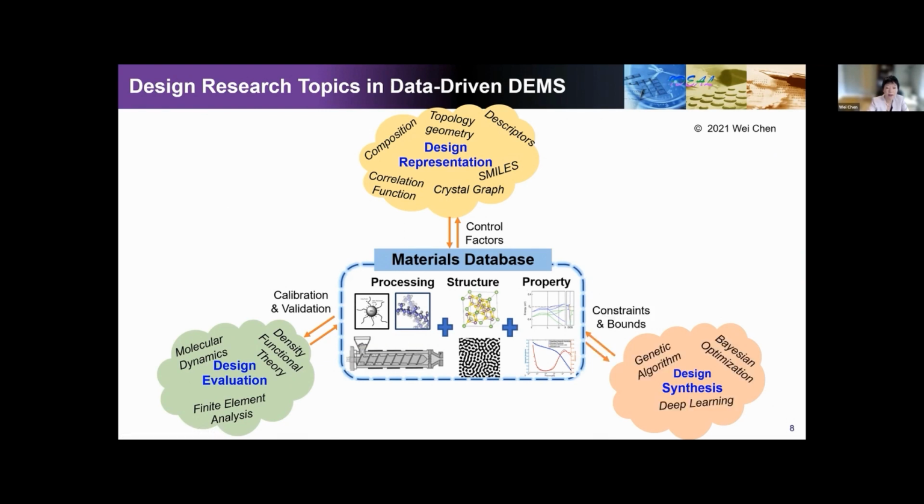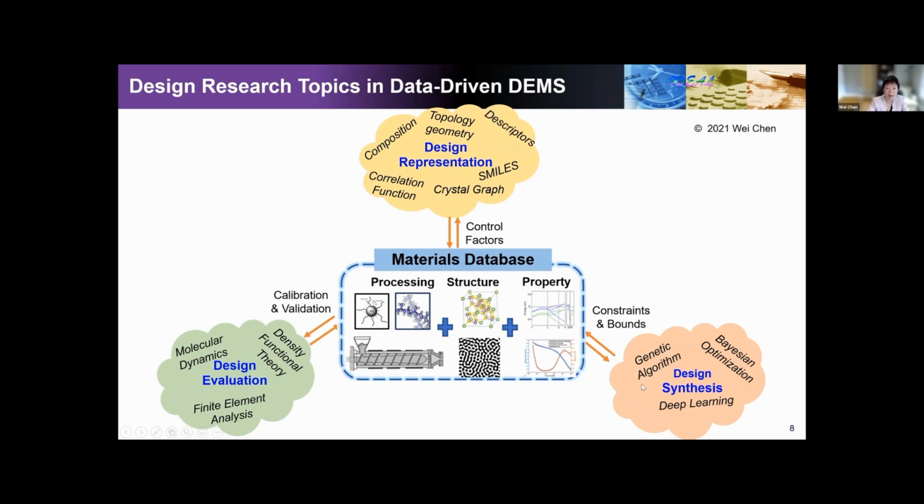Once design evaluation creates the model, now the question is how do we do design synthesis? So here the question is really how do we quickly explore the design space using methods such as genetic algorithm, deep learning, and Bayesian optimization, considering the constraints and the bounds in the process.